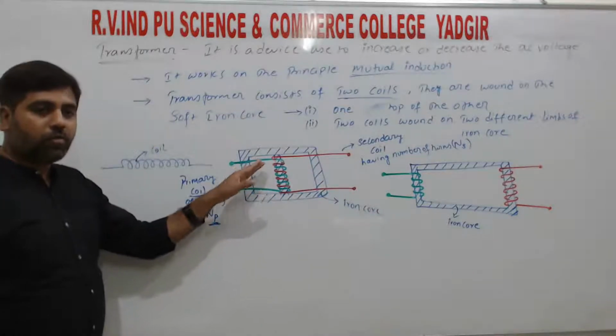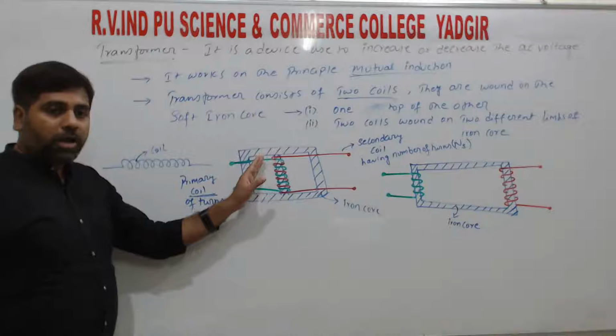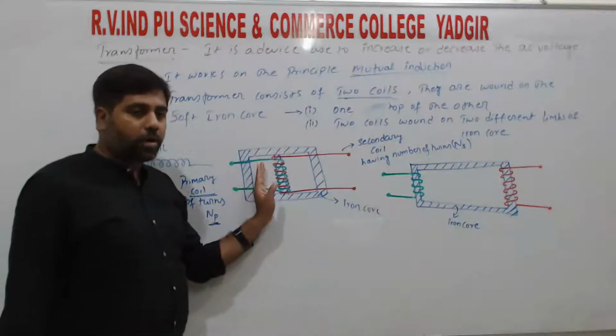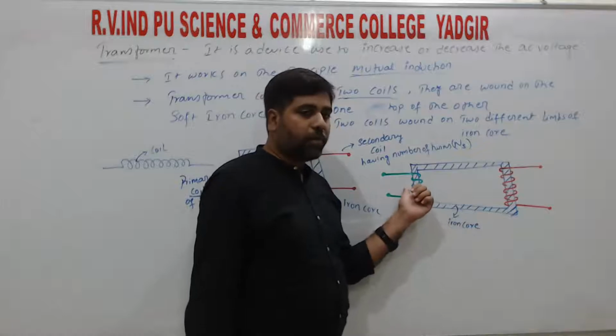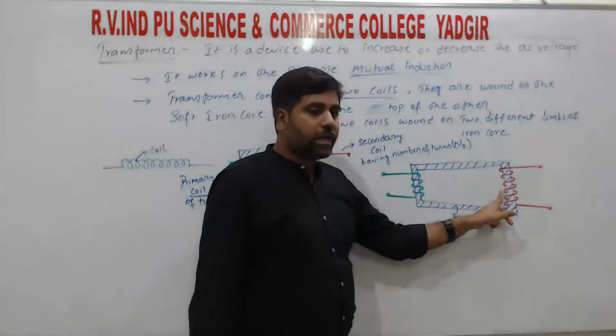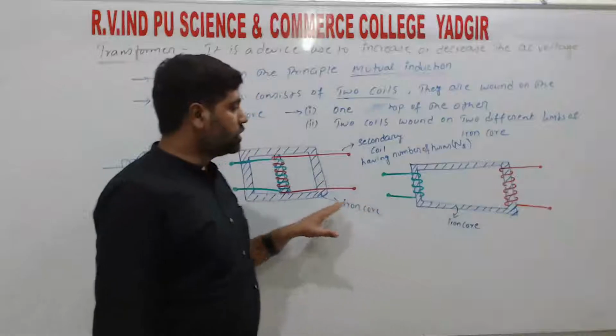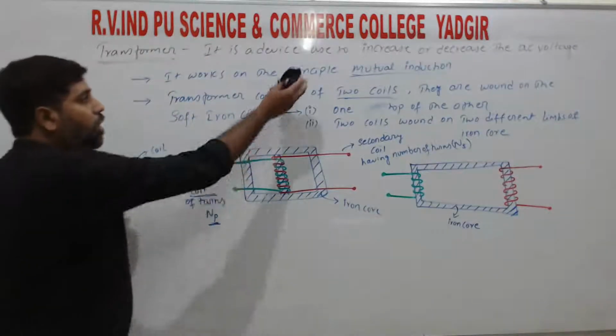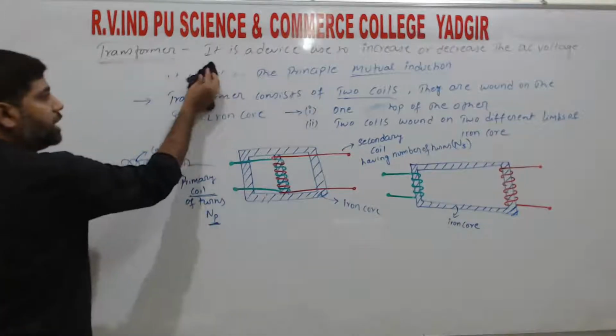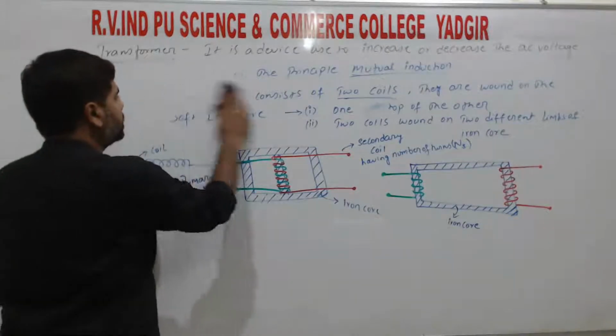First we wind one coil, and on top of that coil we wind another coil, or on two separate limbs we wind one as the primary coil and the other as the secondary coil. So this is the basic construction of the transformer. Let's discuss how it will increase and decrease the AC voltage.